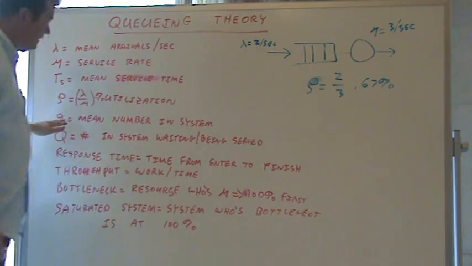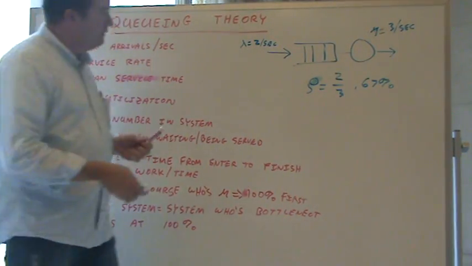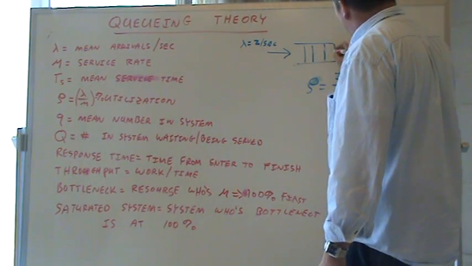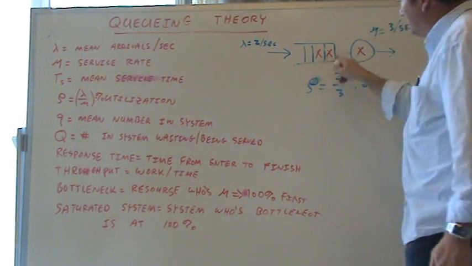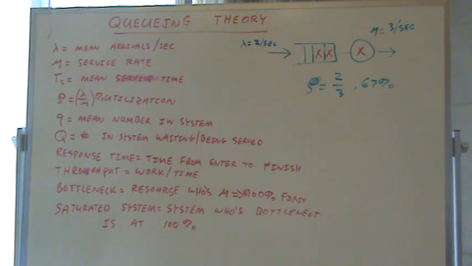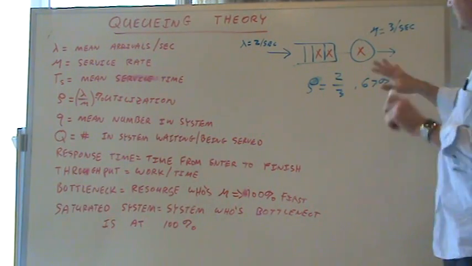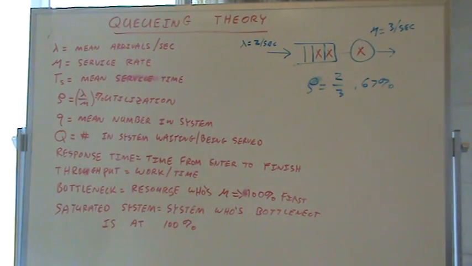Then we use little q to mean the mean number of jobs that are in the system. Maybe I'll put an X here to symbolize something being operated on, and 2 X's here meaning 2 things are in the queue. So we could use a little q, and big Q could end up meaning something along the lines of how many are in the system at a given point in time, either being serviced or waiting. The response time is the time from when you enter the system till the time you finish.